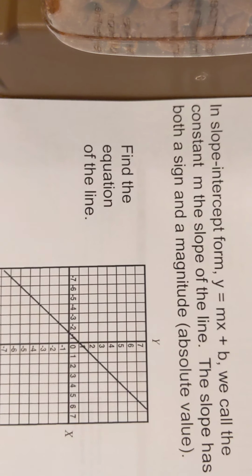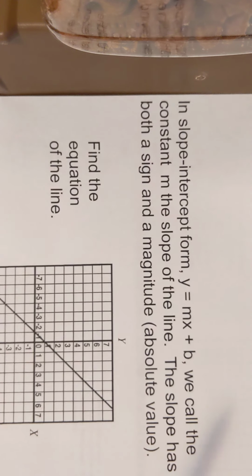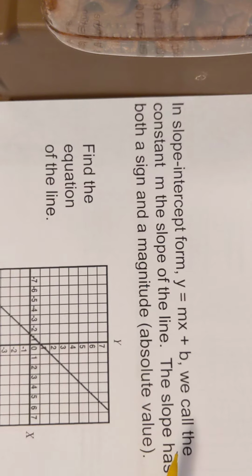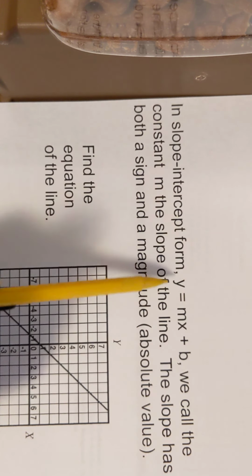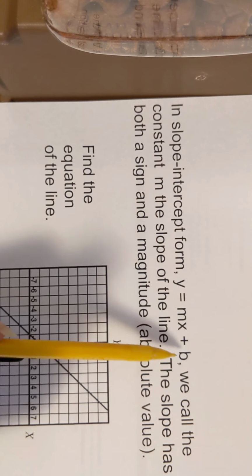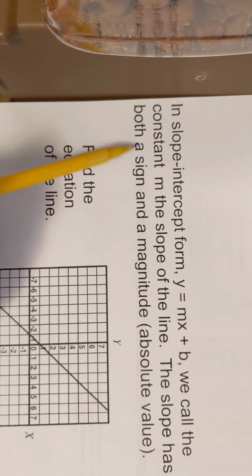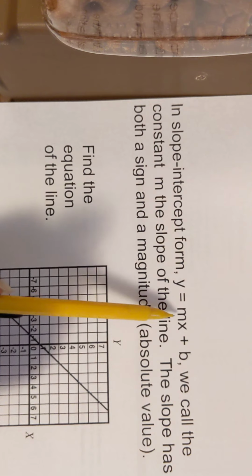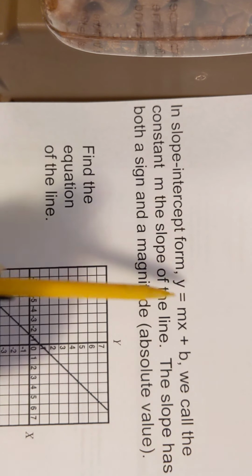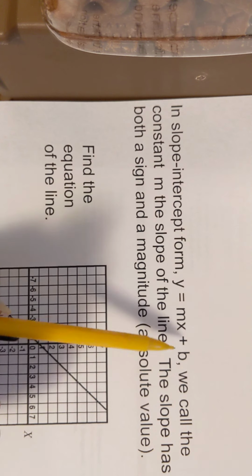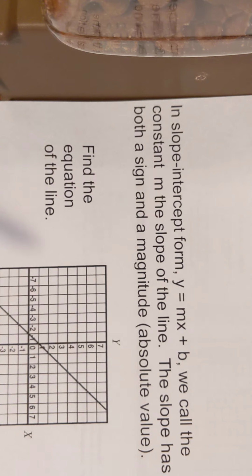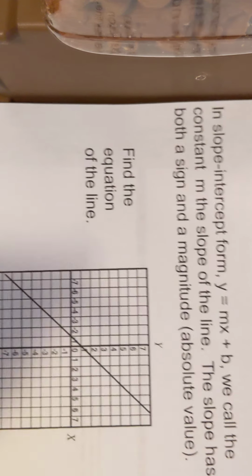All right, so here's the last example we have from this lesson, and this just summarizes what we talked about. In what we call the slope-intercept form, the equation y equals mx plus b, we call the constant m the slope of the line. We know that that slope has both a sign and a magnitude, and then we also call this b the y-intercept. So again, find the equation of this line.